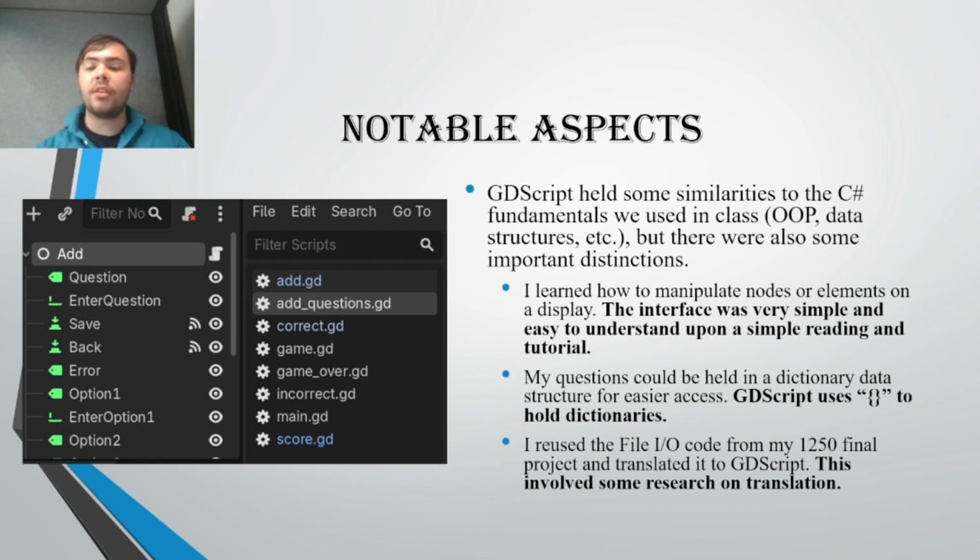Coincidentally, my previous semester final project for 1250 actually required file in and out code, so I decided to take that code and translate it into GDScript for my project right now. While this did involve some research on how the translation would look for each line, overall, my two code chunks of the different languages actually looked more or less the same.